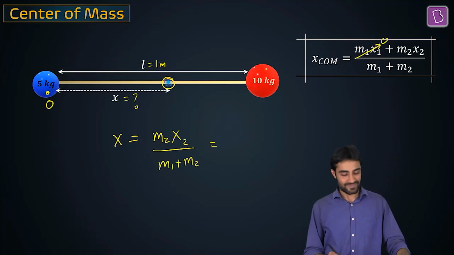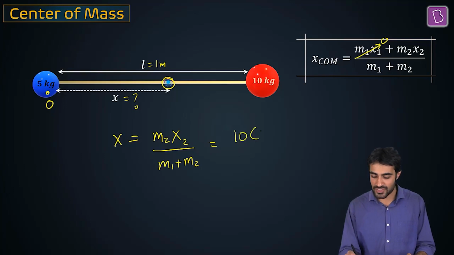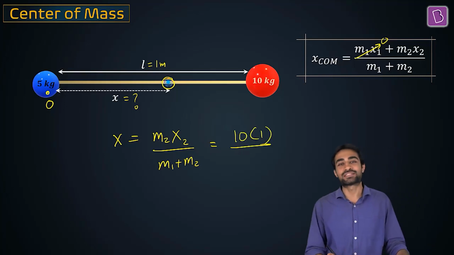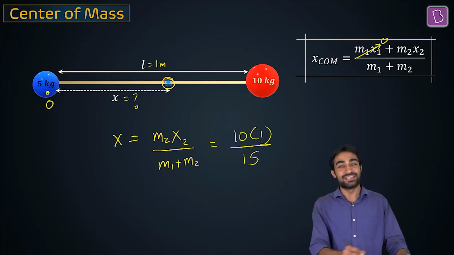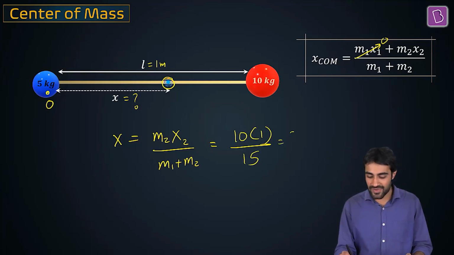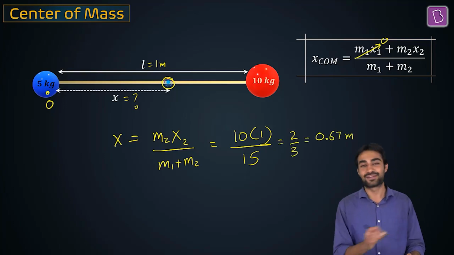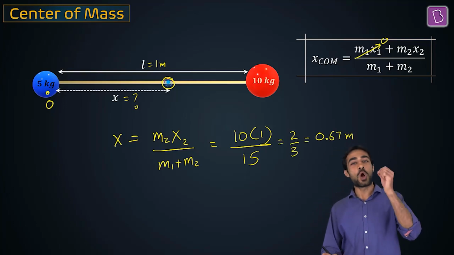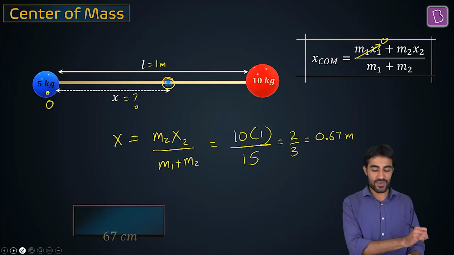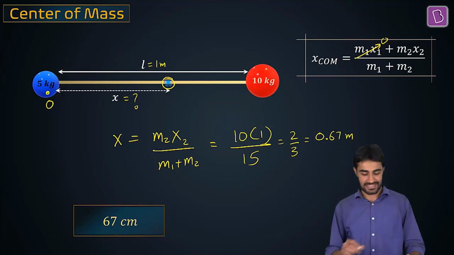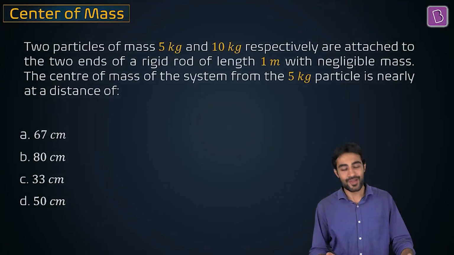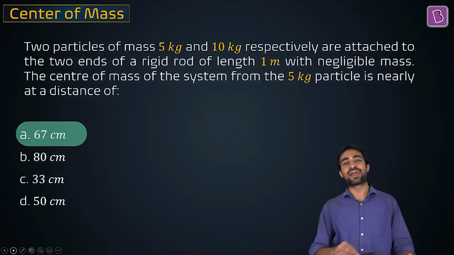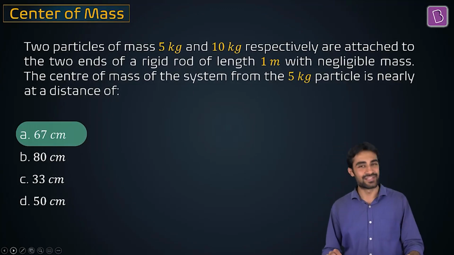All right. Now m2 is 10, x2 is 1, and m1 plus m2, the total mass of the system, is 5 plus 10, which is 15. Now this is giving us 2 by 3, which is 0.67 meters. So we got the value of x in meters, and if we convert that into centimeters, that is 67 centimeters. So we can mark option A as the right answer for this question.